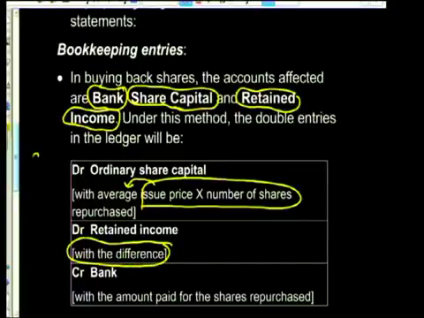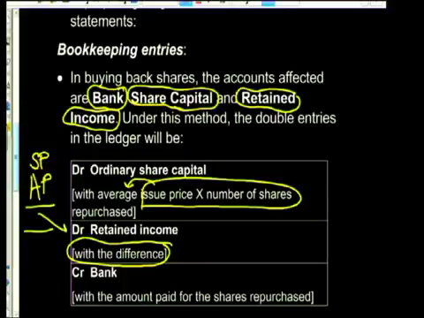Remember, you have the selling price of the share, right? You have the average price of the share, and obviously the difference between these two will be the difference, and that's what we're talking about in the retained income. Obviously, you're going to credit your bank account with the amount paid for the shares that were repurchased.